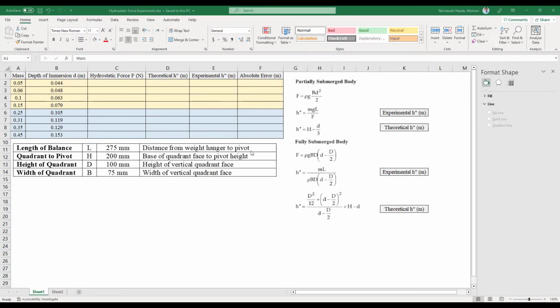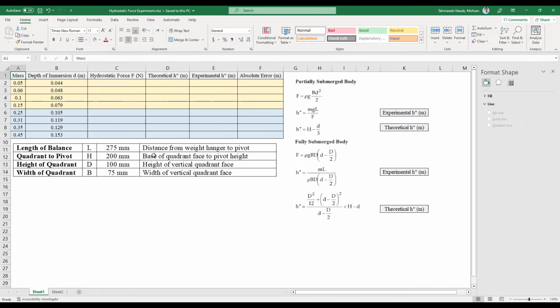Okay, now we are in Excel. I have created a table, and I have entered the mass that we measured during the experiment and the depth of immersion that we have also measured during the experiment. We want to calculate hydrostatic force, and then theoretical H prime and experimental, theoretical H double prime and experimental H double prime, and calculate the error. So the yellow cells represent the partially submerged. So we're going to use the equations for the partially submerged, and the blue area over here represents fully submerged. So we are going to use the equations for fully submerged.